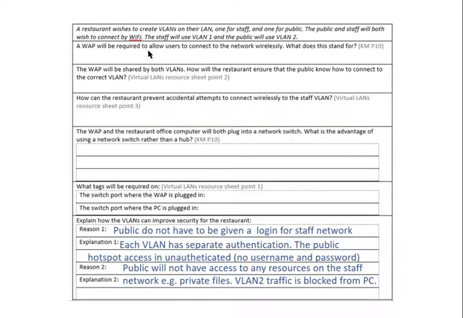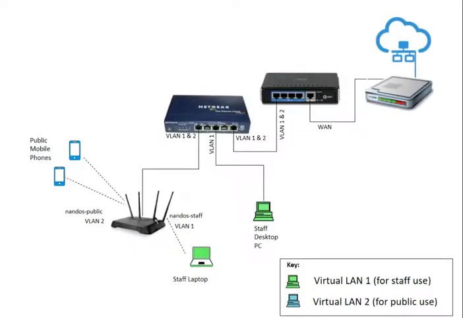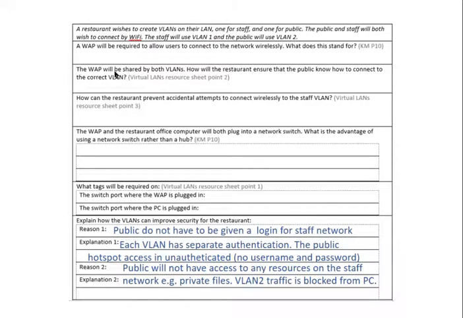So a WAP will be required to allow users to connect. What does this stand for? Well, as I've just said, it's our wireless access point. So that's where things like laptops and phones and other mobile devices can connect to a network. The WAP will be shared by both VLANs.